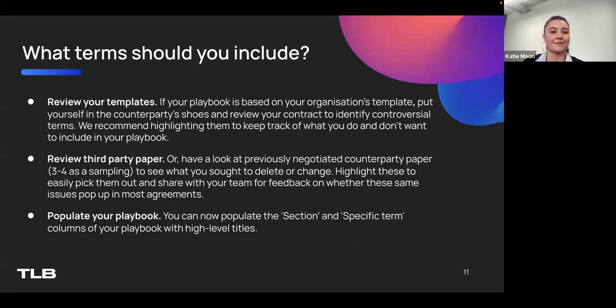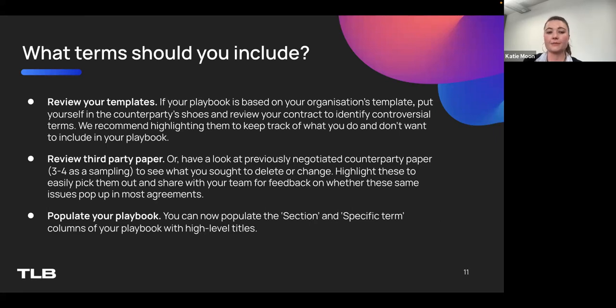just to make sure that it's extremely practical and useful guidance for the user. So if you don't have a company template that you're working off of, or if you want to do a combo playbook, you also want to review third-party paper to see what was previously negotiated on that paper. So we recommend gathering about 3 to 4 red lines as the sampling and see what you wanted to delete or change in that counterparty paper.